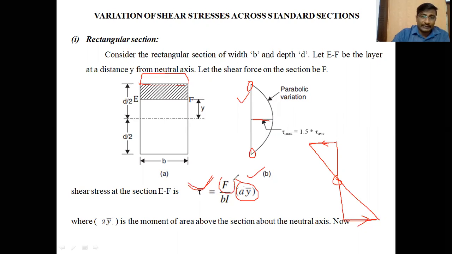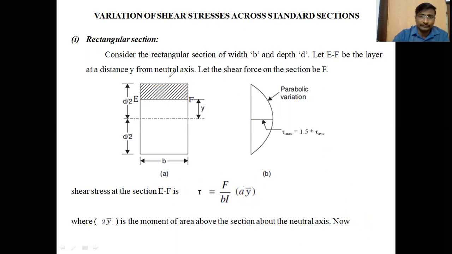Even if we apply the shear force, and even if we have the breadth of the layer at the extreme layer and the I value, A y bar is 0. If A y bar is 0, shear stress is 0. So if we consider the EF level at this level, we don't have any area above the level EF. If there is no area, there is no sliding part above the level EF, then shear stress is 0. Similarly at the bottom.